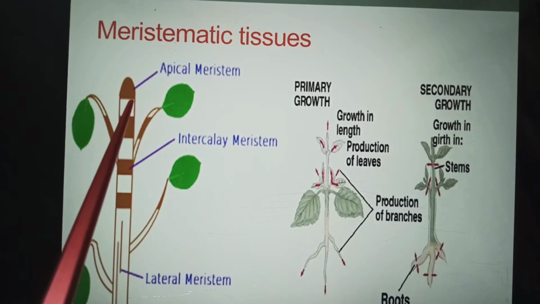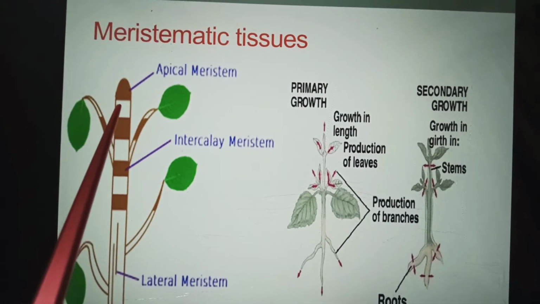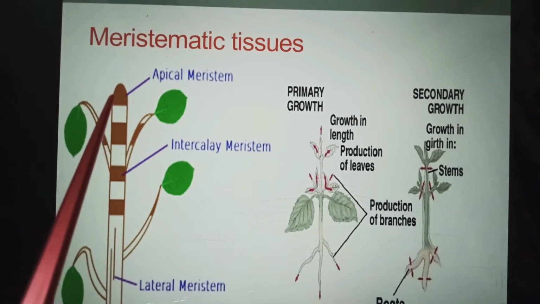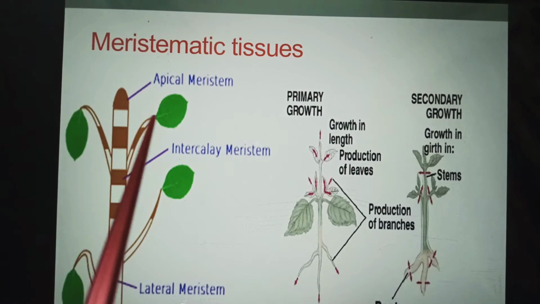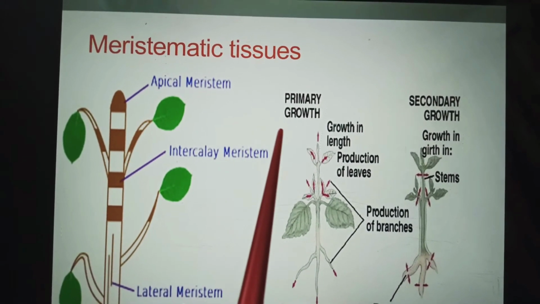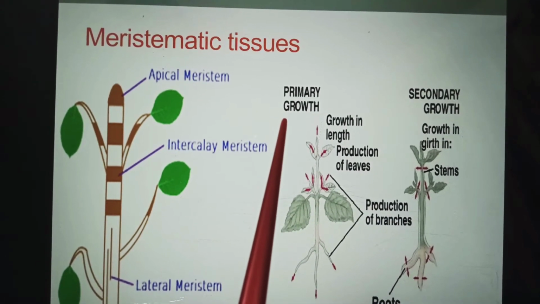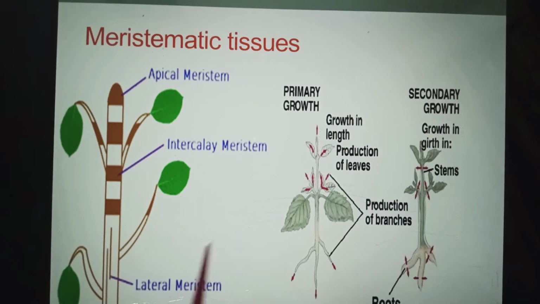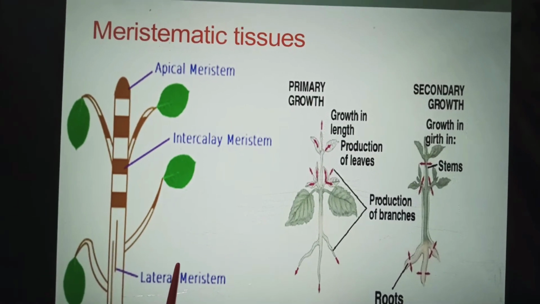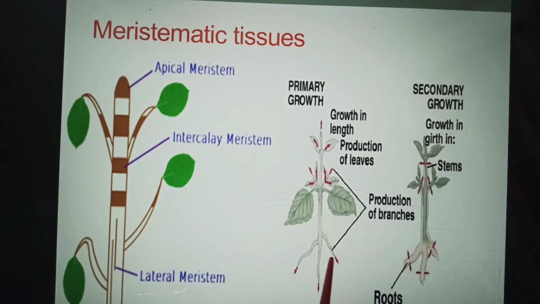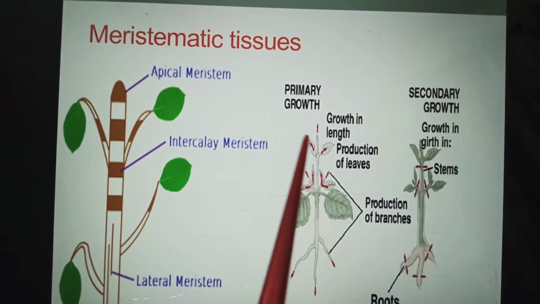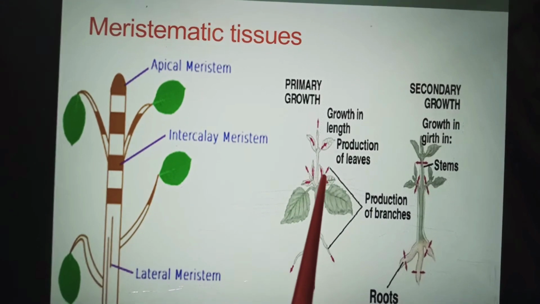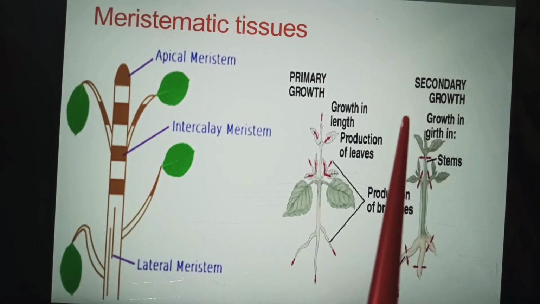Apical meristems are located at the tips of the roots or shoots. When they divide, they cause an increase in the length of the plant, so they are responsible for the primary growth. Lateral meristems are located on the lateral sides of roots and shoots, and by dividing they are responsible for increasing the thickness of the plant, and this growth is called secondary growth.